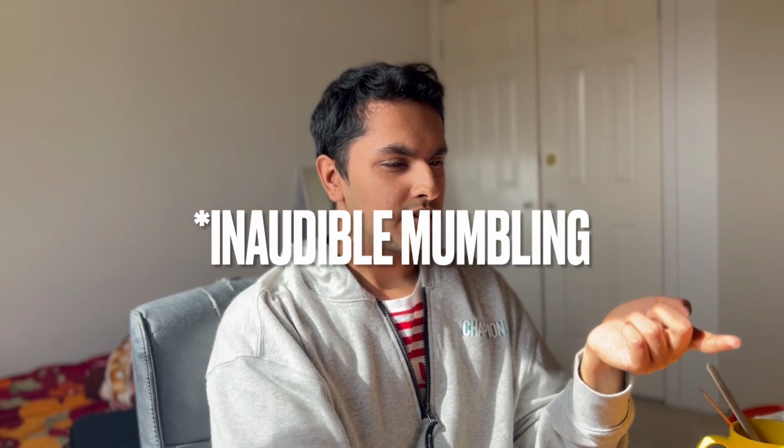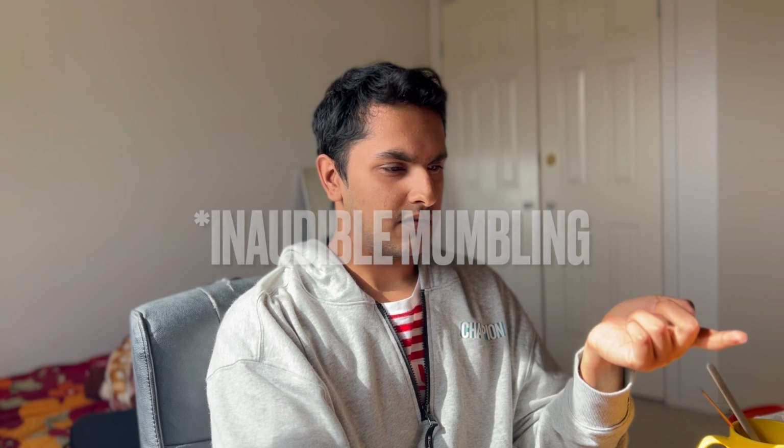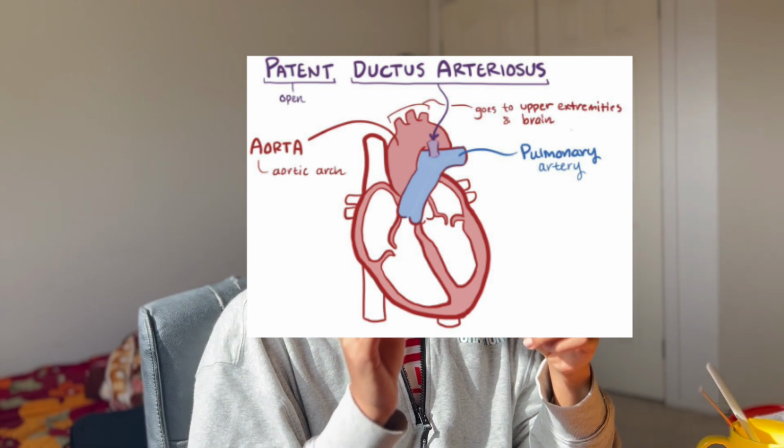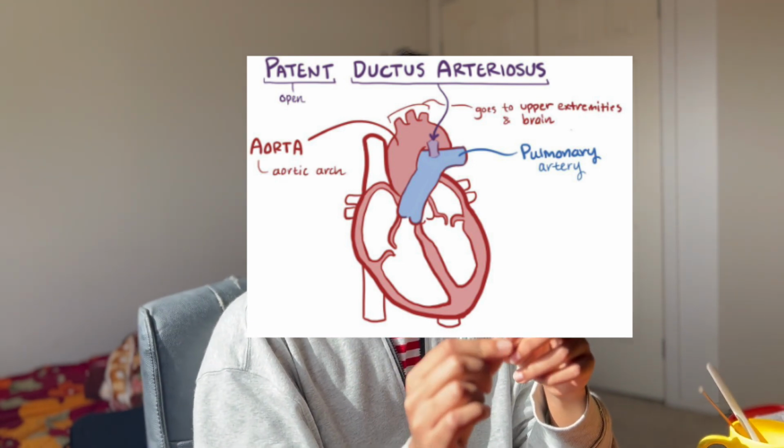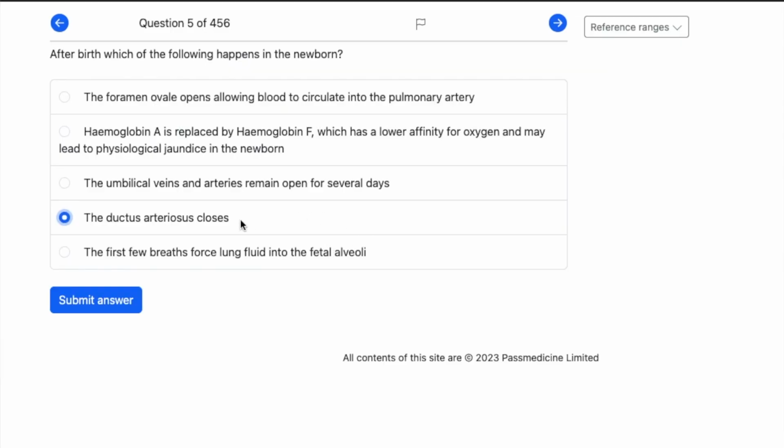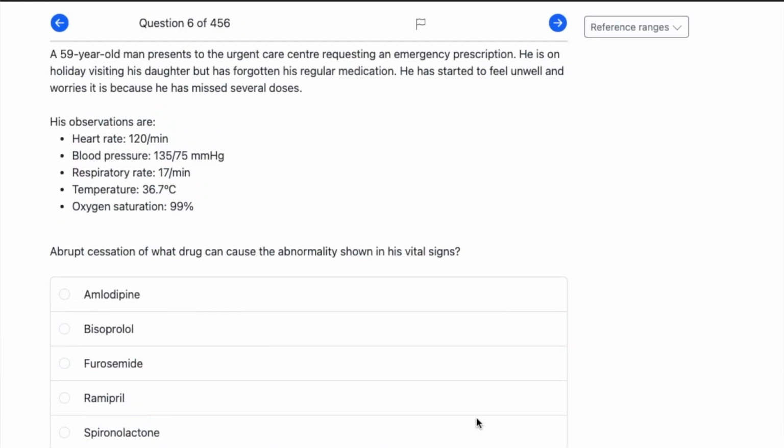Could it be the umbilical veins remain open for several days? The ductus arteriosus. So I'm going to pick ductus arteriosus closes. That is between the pulmonary artery, or pulmonary trunk, and the aorta. So I'm going to click it and we are right. Next question.